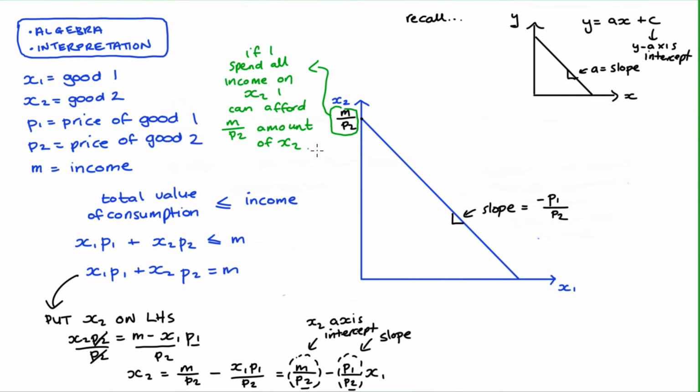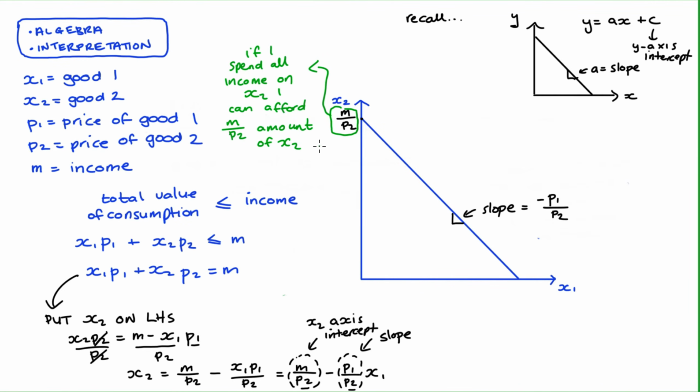Well, this is exactly right. Since m is our income and p2 is the price of good 2, if we divide our income by the price of good 2, we get exactly the amount of good 2 that we can buy if we spend all of our income on good 2.